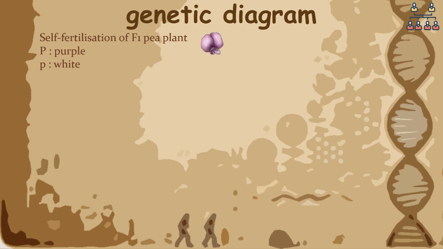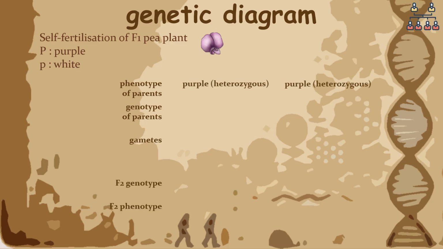For the F2 generation, it is just the self-fertilization of the F1 pea plants, which are all heterozygous, so all parents are purple, and their genotype is a capital P and a small p. Each will have 50% dominant alleles and 50% recessive alleles. The dominant P has an equal chance of matching with either a dominant allele or a recessive allele, and we will end up with a homozygous dominant genotype and a heterozygous one.